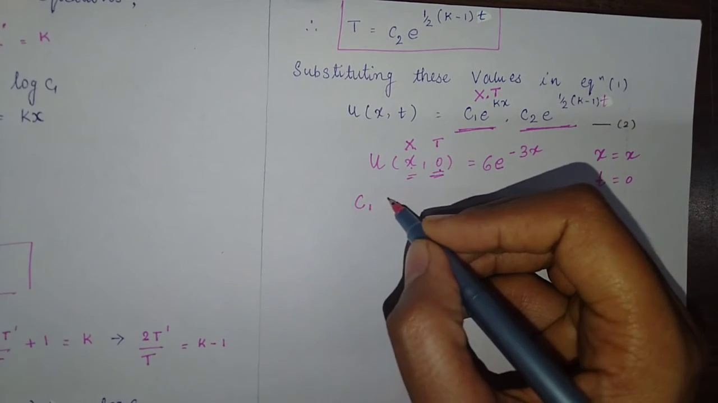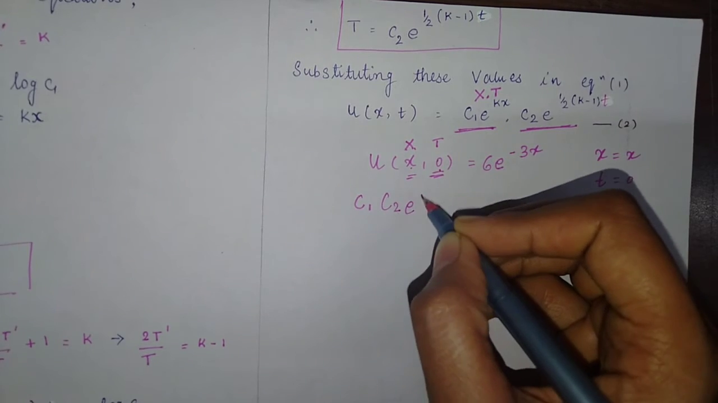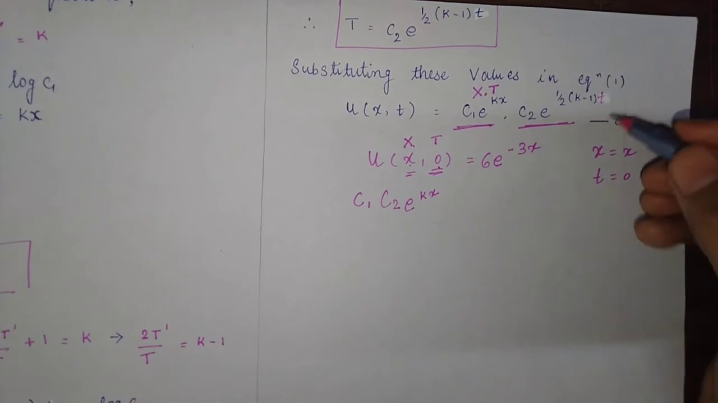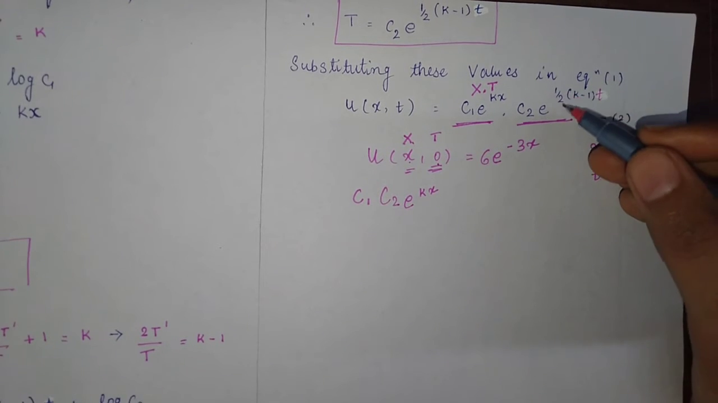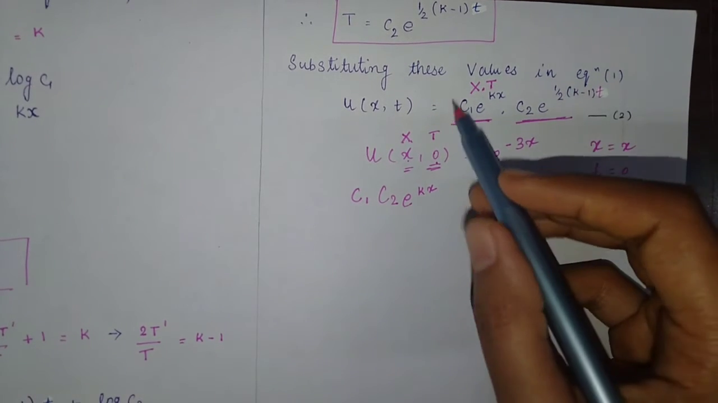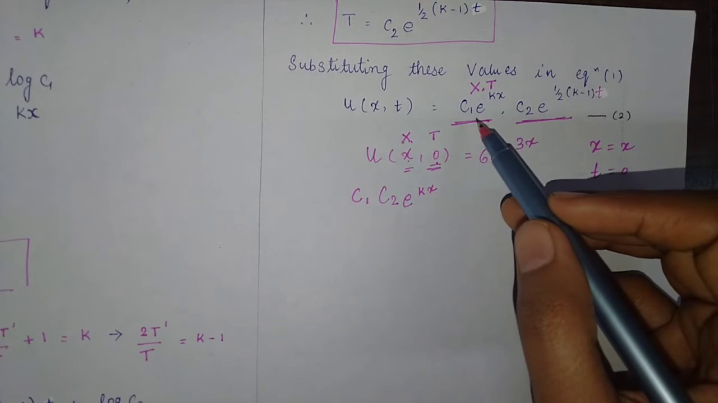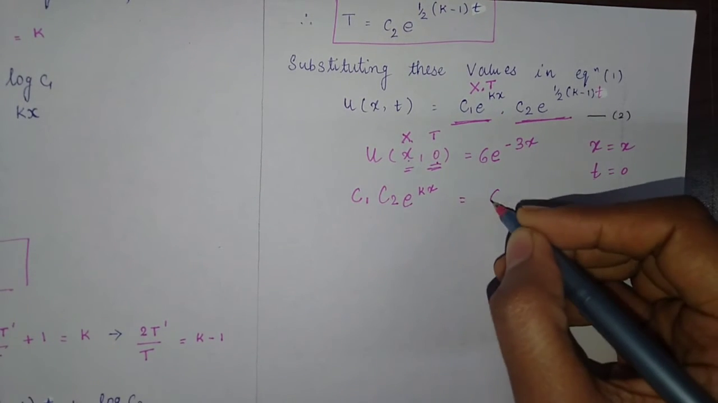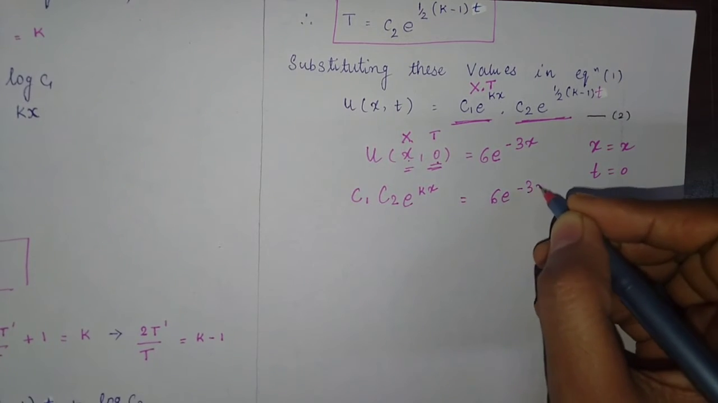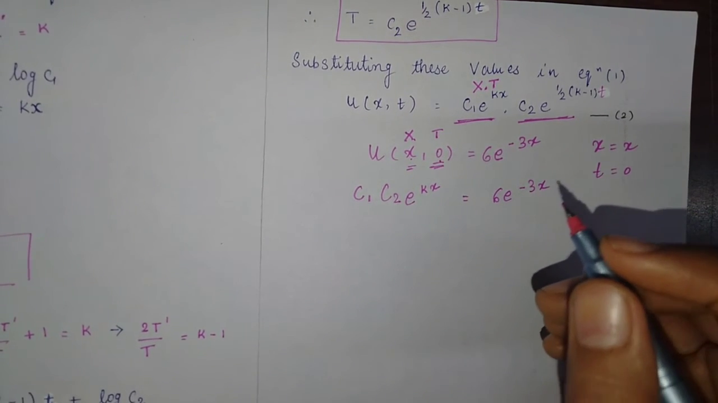c1 into c2 into e raised to kx. Because whenever you put t equal to 0, then e raised to 0 will be 1. So only this much will be obtained, c1 c2 into e raised to kx. Okay, and that is equal to 6 e raised to minus 3x.